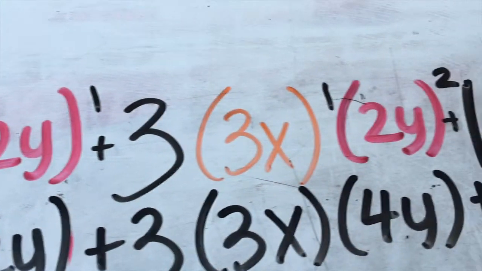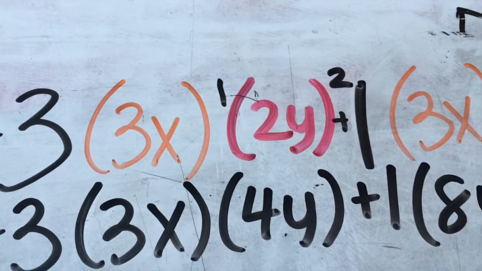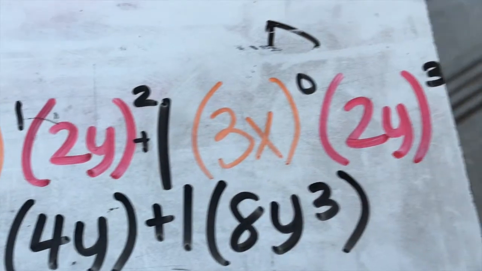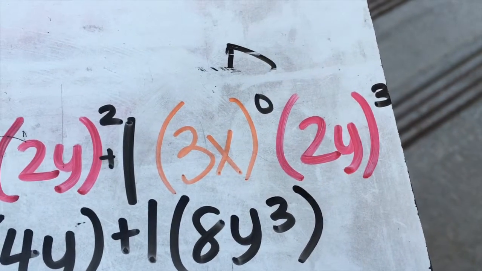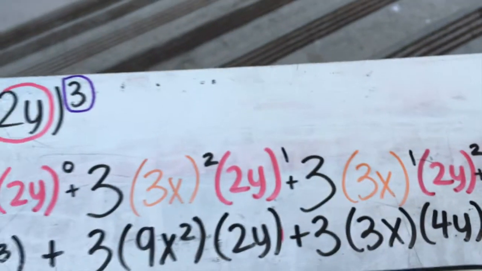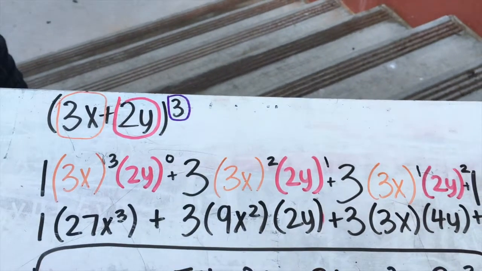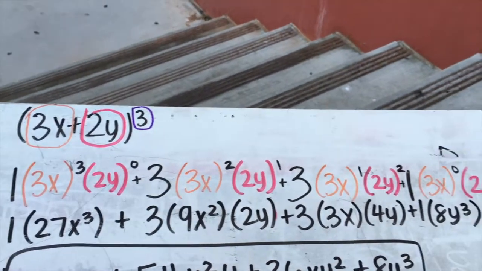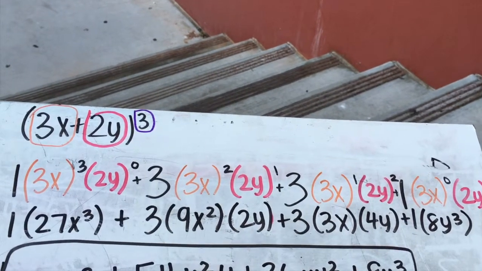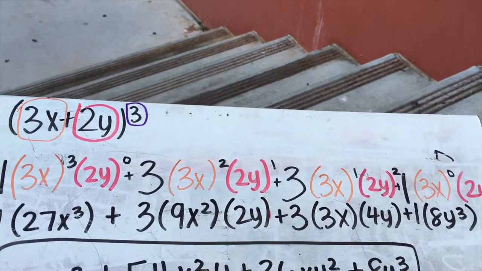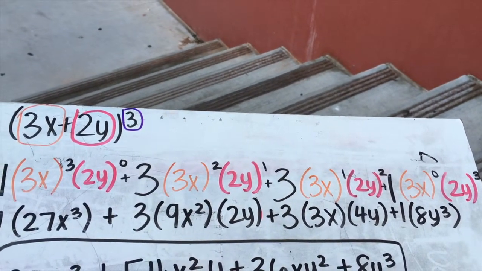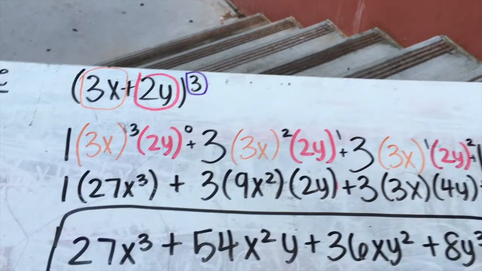So it's 3x to the first power times 2y to the second power, plus 1 times 3x to the 0 power, which is 1, times 2y to the third power. To the 0 power means 1. Then you get 1 times 27x cubed plus 3 times 9x squared times 2y plus 3 times 3x times 4y squared plus 1 times 8y cubed.